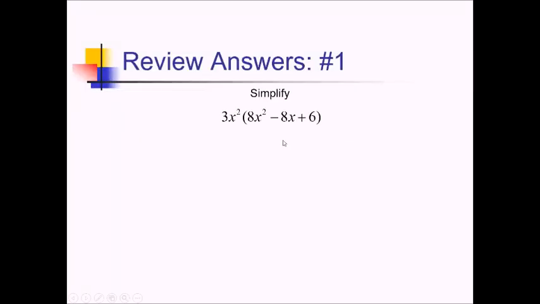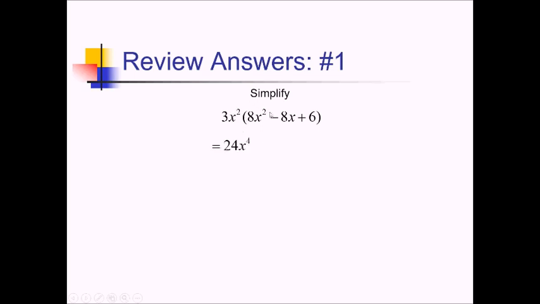To simplify on this problem, we basically have to distribute or multiply this 3x squared by every term that's being added or subtracted inside this parentheses. So we start with 3x squared times 8x squared. That's going to be, 3 times 8 is 24. X squared times x squared, we add the exponents using our exponent rules. So that's x to the 2 plus 2, or x to the 4th. So then 24x to the 4th.